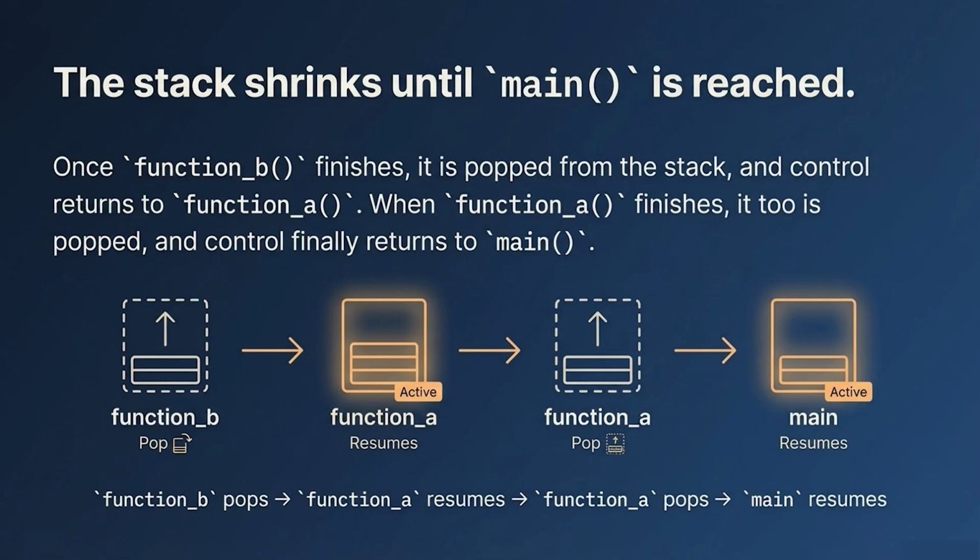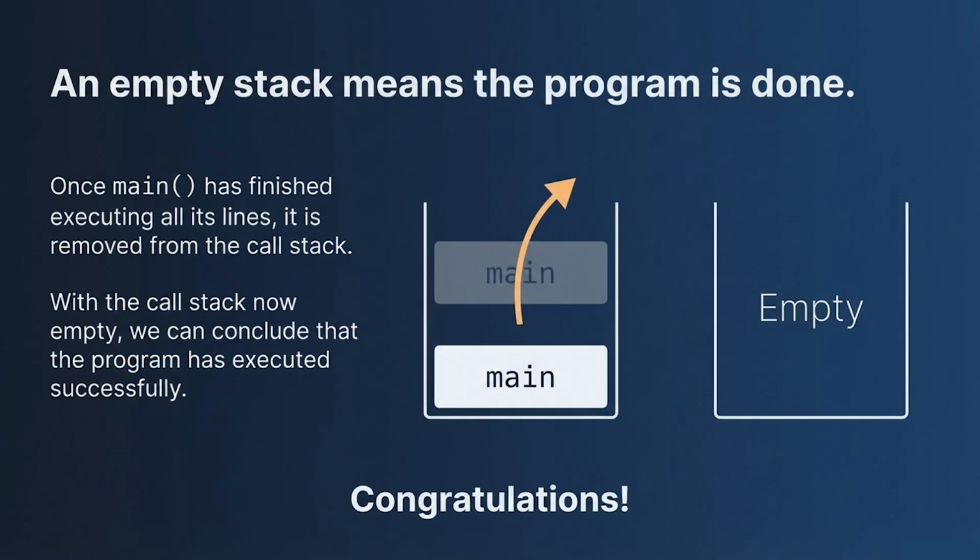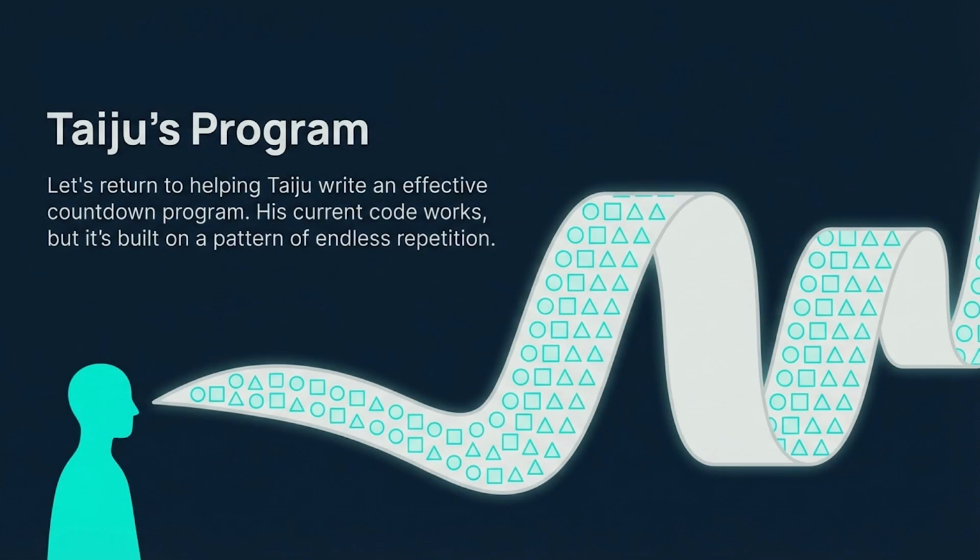With all the lines in the main function executed, the main function is removed from the call stack. With the call stack now empty, we can conclude that the program has executed successfully. Congratulations, you have successfully executed the program. Now that we have all this information, let's return to helping Taiju with an effective countdown program.